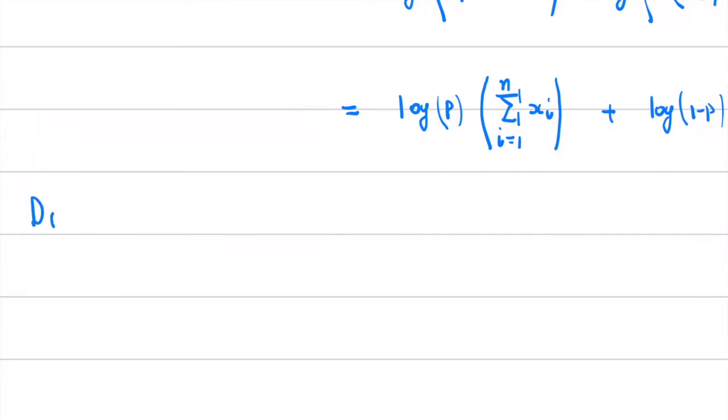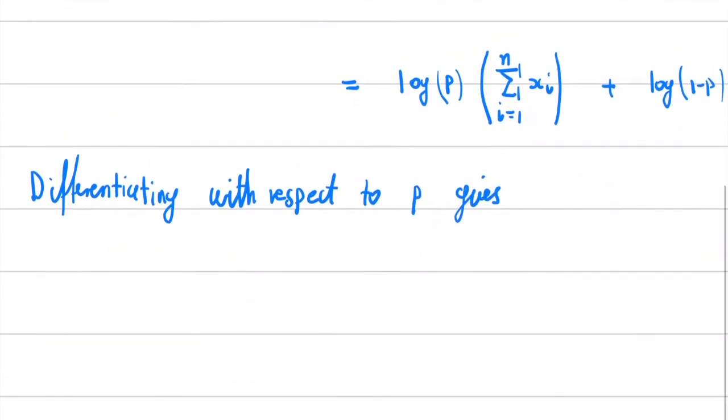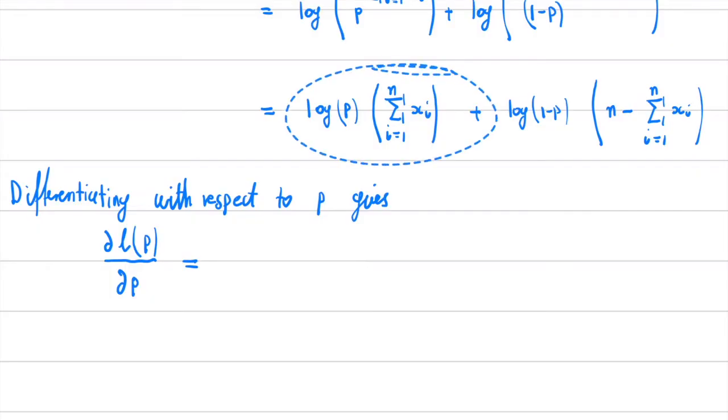So, differentiating with respect to p gives. Alright, so what do we get here? So let me just make sure I've got the expression. So we've got dl of p over dp. So let's differentiate here. Okay, so we're going to look at that first term.